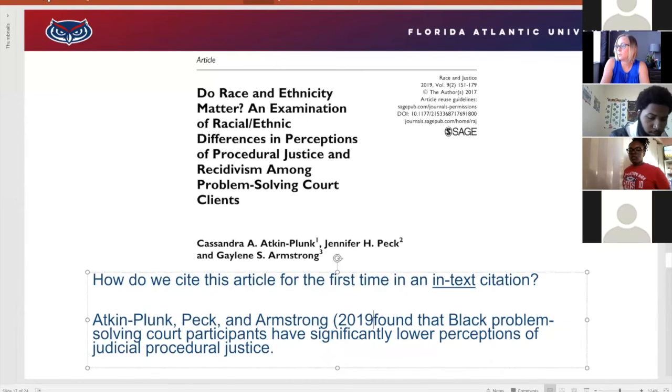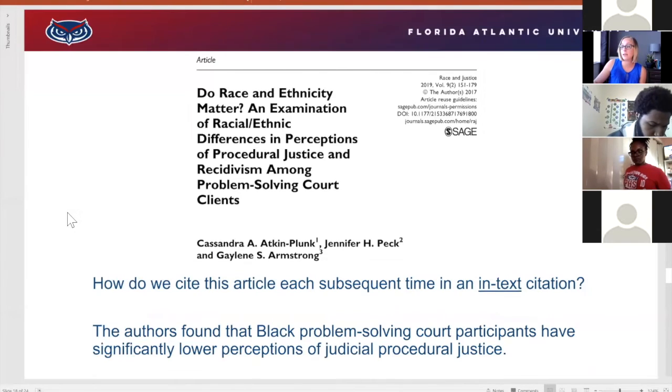This was also published in 2019. So Atkin, Plunk, Peck, and Armstrong. Okay, this is what we found in this article. One of the things we found. If we were going to cite it for a second time, or a third time, or a fourth time, if we were going to talk about this study again later on, that's when you use the et al. Okay.